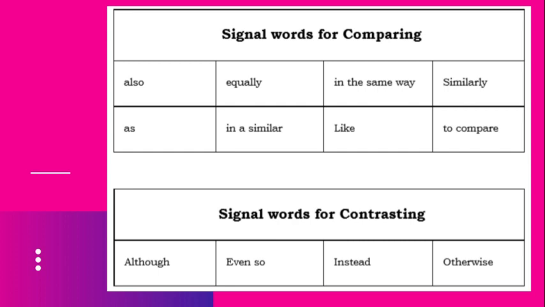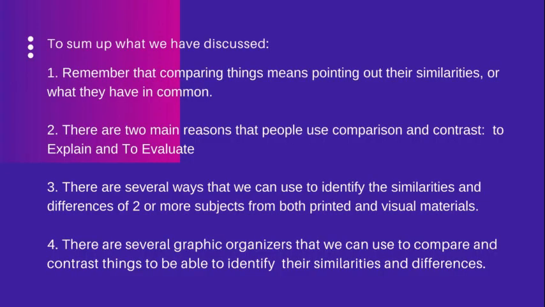So now, here are some important points to sum up what we have discussed. Remember that comparing things means pointing out their similarities or what they have in common. Second, there are two main reasons that people use comparison and contrast. That is to evaluate and to explain.